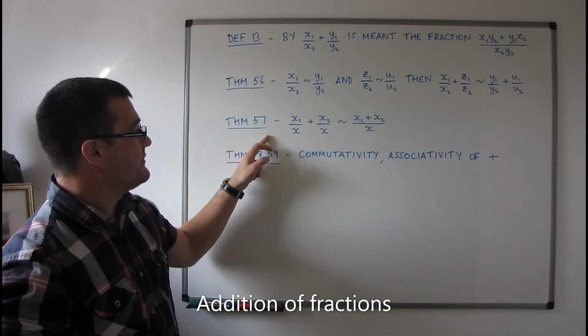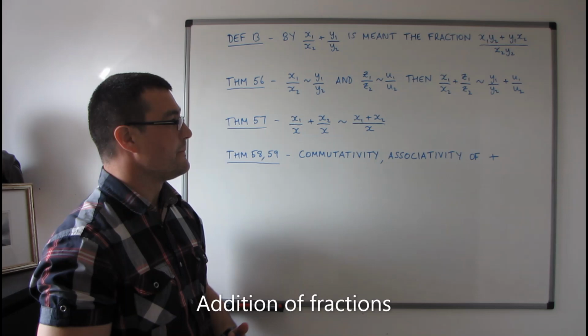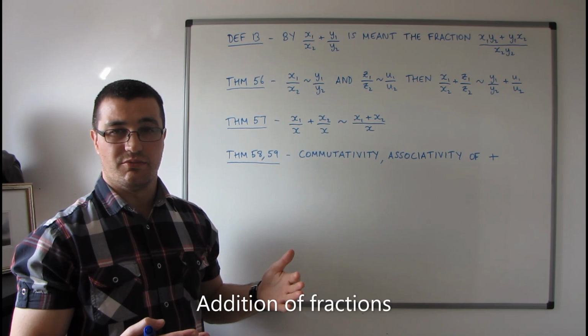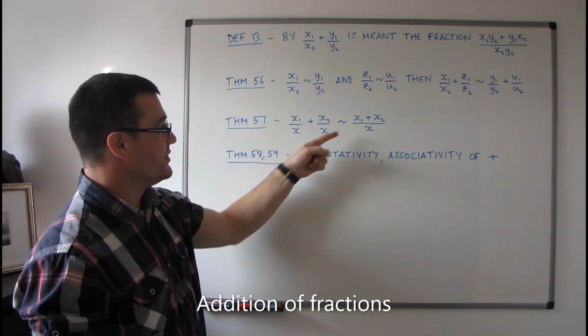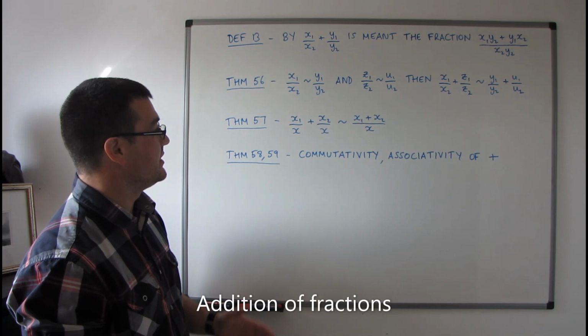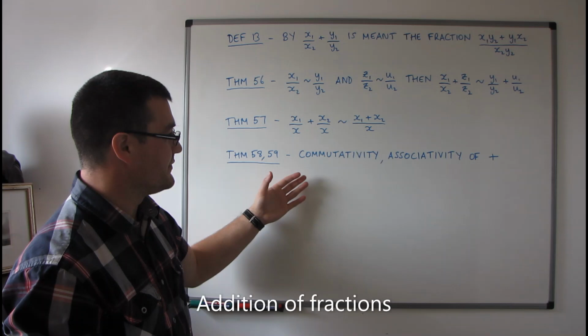Theorem 57, it's another property that we're already familiar with regarding addition of fractions, and that's if we've got two fractions that have the same denominator, then we don't need to faff around really with this. We can actually just add the numerators together, and that forms the numerator of the new fraction, of the sum of the two fractions. So again, there's not really much for me to say about that. Theorems 58 and 59 just prove the commutativity and associativity of addition of fractions.